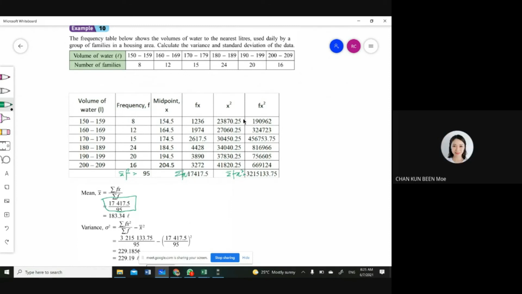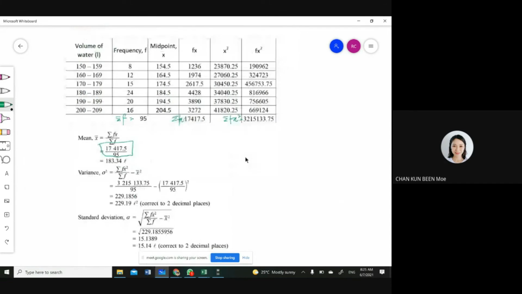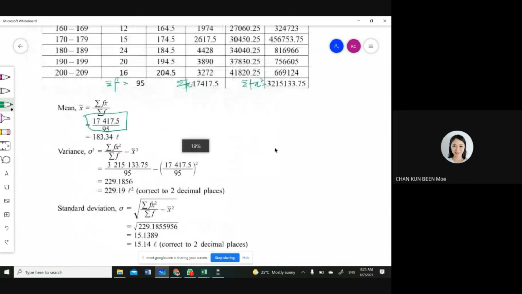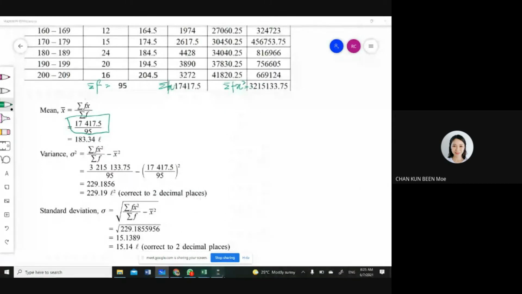You can exclude this if they didn't require it. You can directly find out the mean, variance, and also the standard deviation. Okay, I'll make it bigger for you. Now take out your calculator.